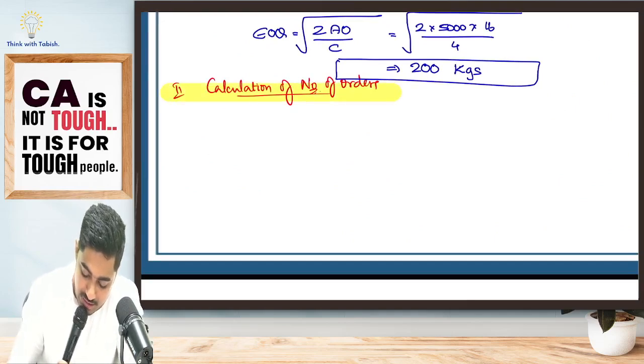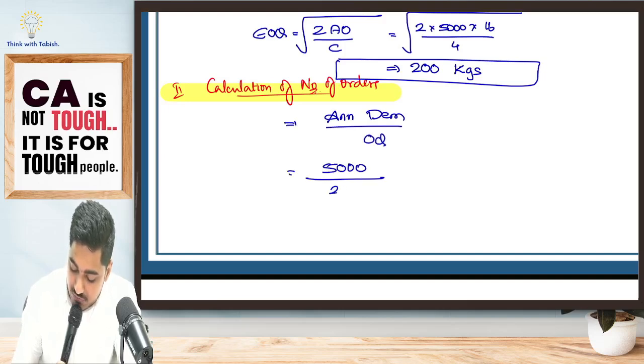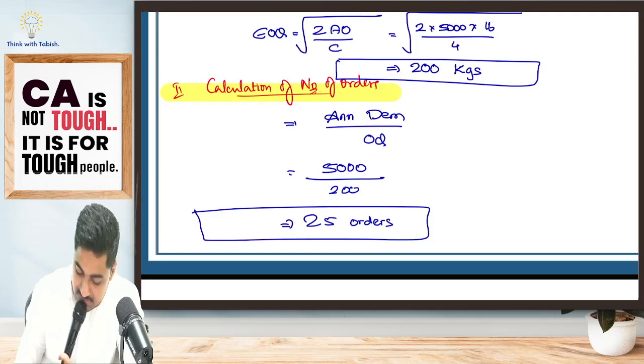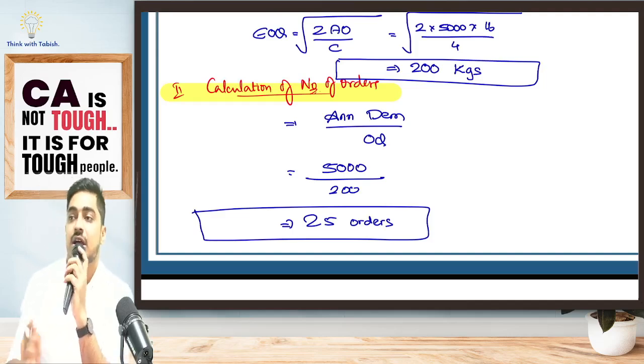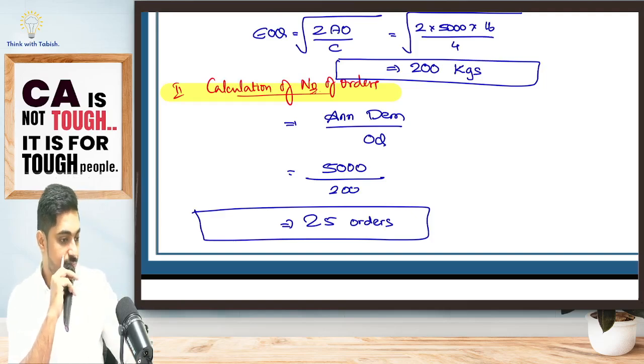Number of orders is nothing but my annual demand of raw material divided by ordering quantity. Total 5,000 I want, boss. Every time 200 I'm buying. That means 25 times I should buy, 25 orders. Is this clear? Writing is over. Shall we continue? Yes or no? Perfect.